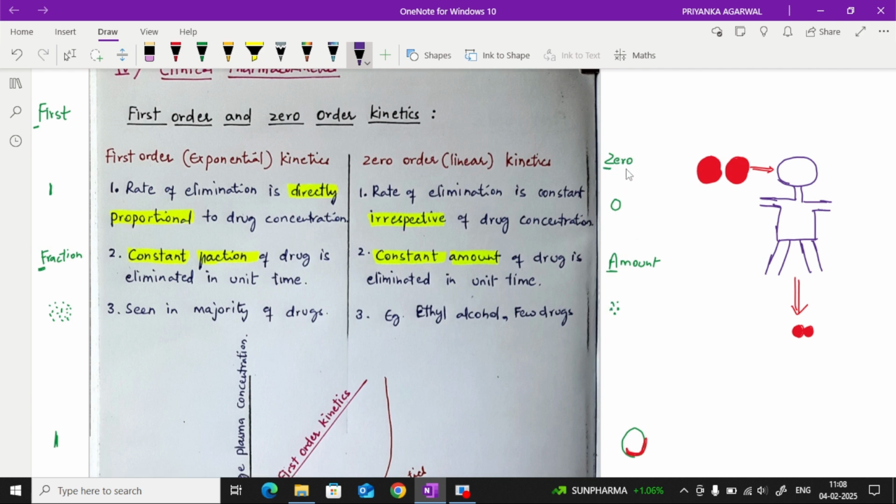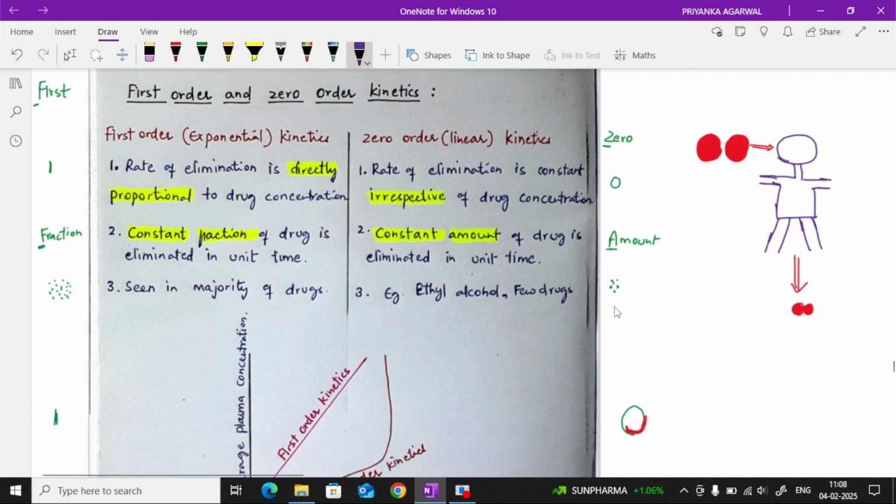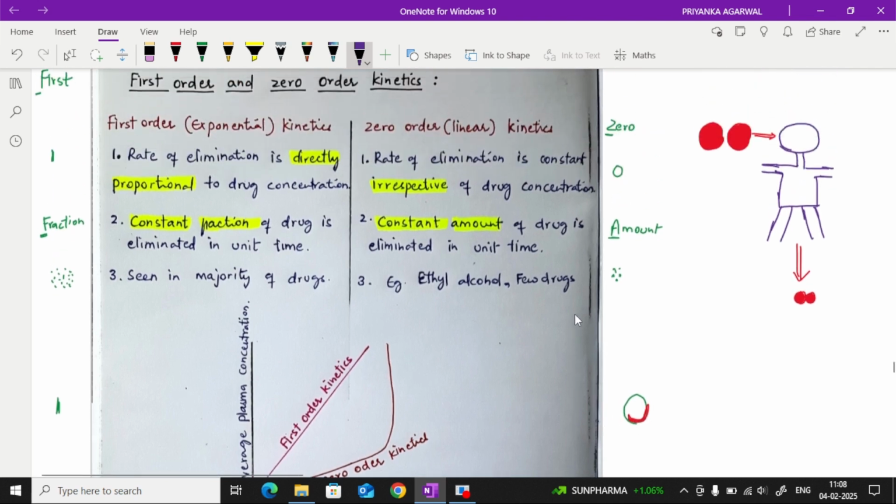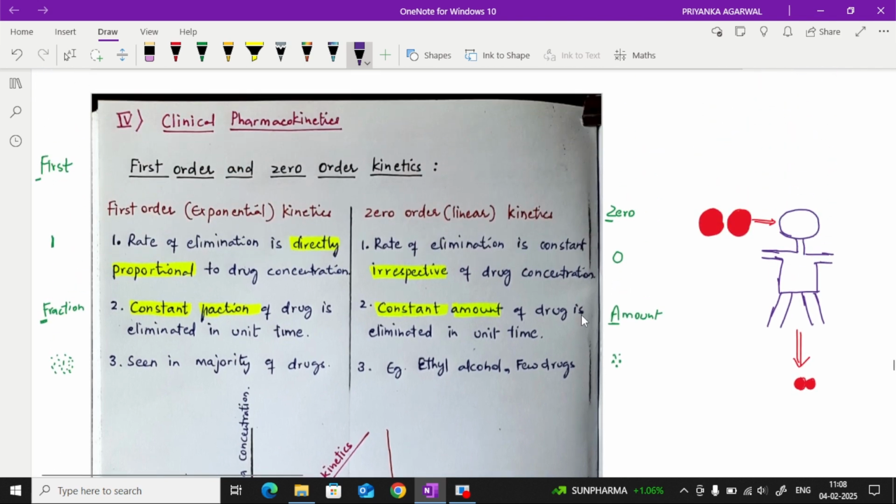So write 0 here. Is the rate of elimination proportional to drug concentration? No. So that's why 0. Remember Z A, so A Z. Here a constant amount of drug is eliminated, and it is seen in only a few drugs. And the graph, if you draw the 0, the graph is upward. Okay. Understood? Right. So this is about first and zero order kinetics.